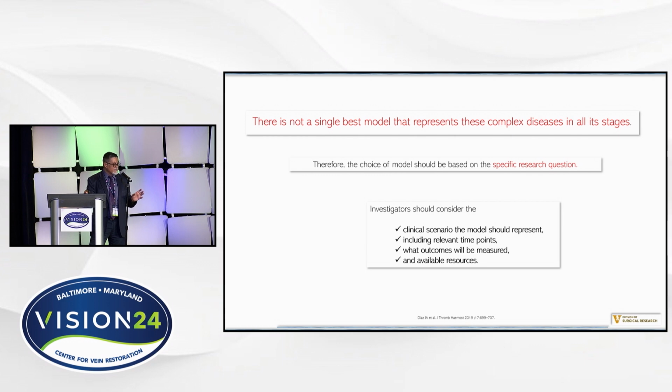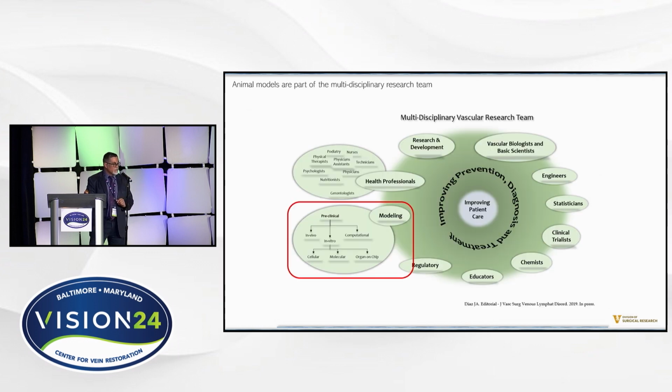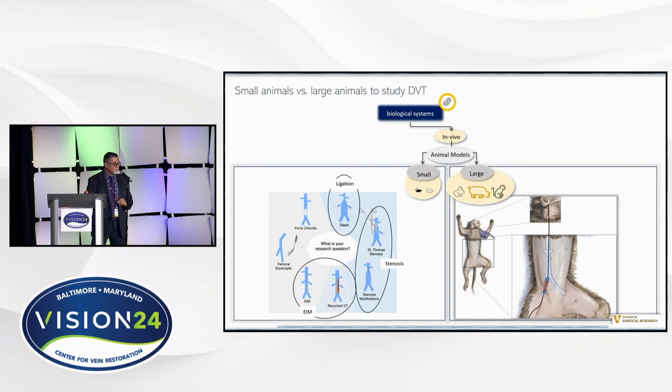Now, in this case, the investigator needs to understand the clinical scenario that the model should represent, including relevant time points, the questions they try to answer, what outcomes will be measured, and the available resources. All of these combined are important for research. Talking about the thrombosis model, first of all, modeling should be incorporated into the multidisciplinary vascular research team. It's interesting to think that other components of this team are very well known, but modeling usually is not included.